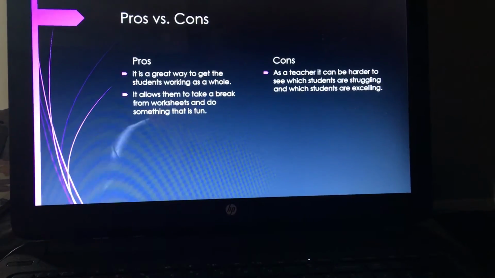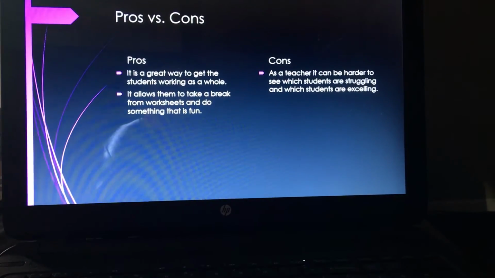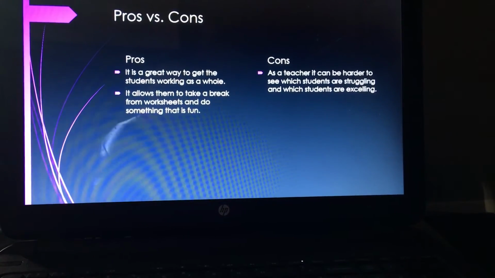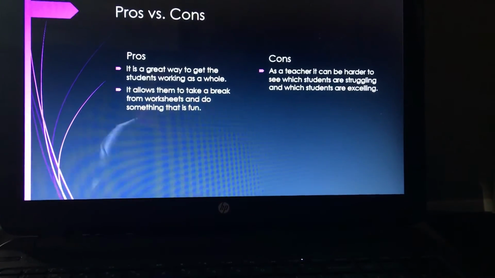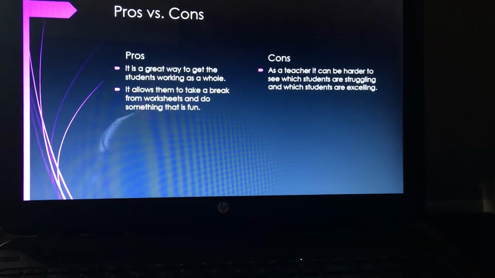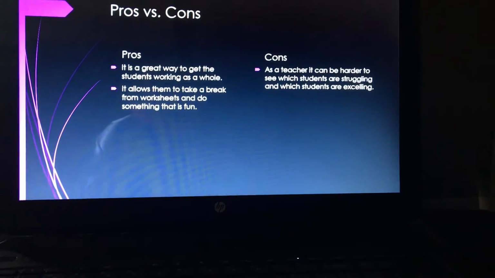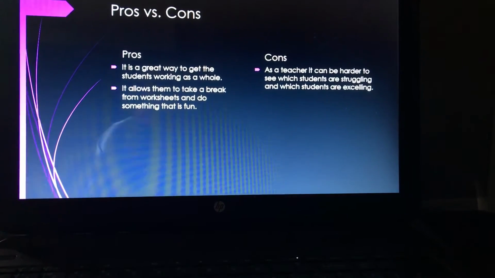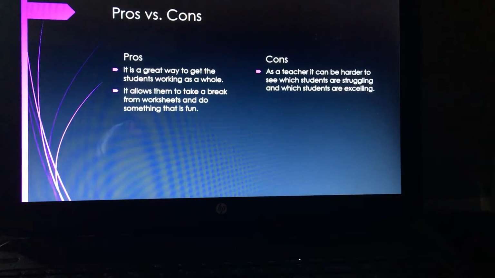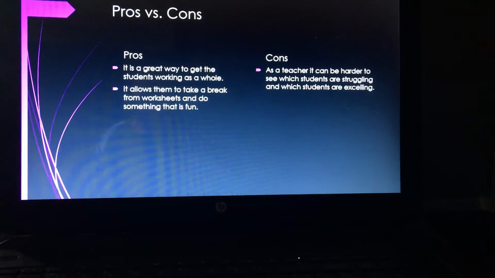So, the pros versus the cons. Pros are, it's a great way to get the students working as a whole, and it allows them to take breaks from worksheets and do something fun. We all know that students can get a little rowdy at times when they do the same thing over and over again. So this gives them a chance to get up and do something different instead of just sitting at their desk working on a paper. And it allows you to see your students working together instead of doing it individually.